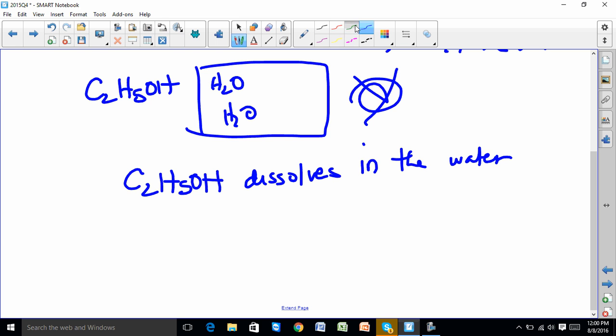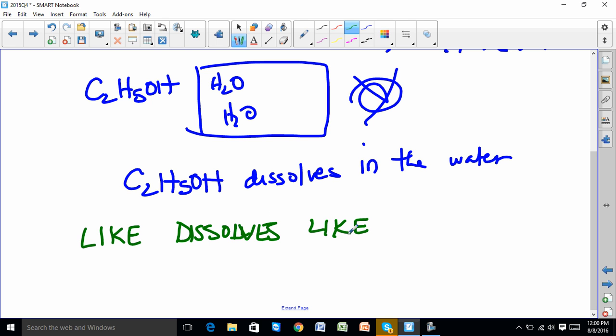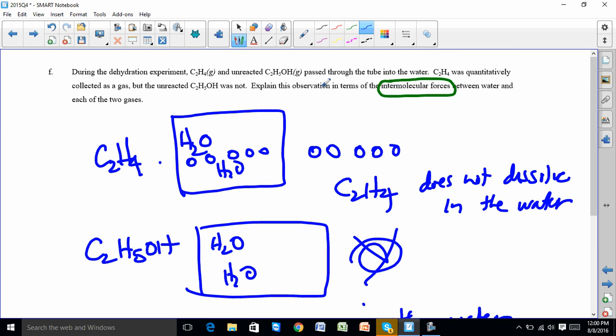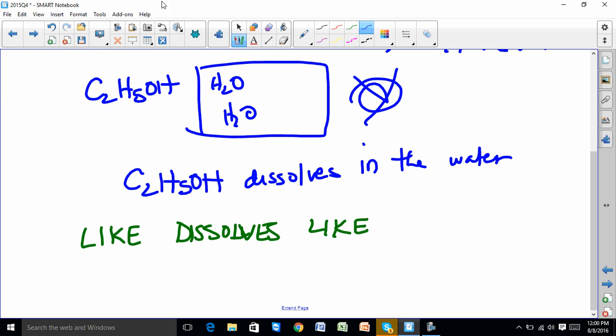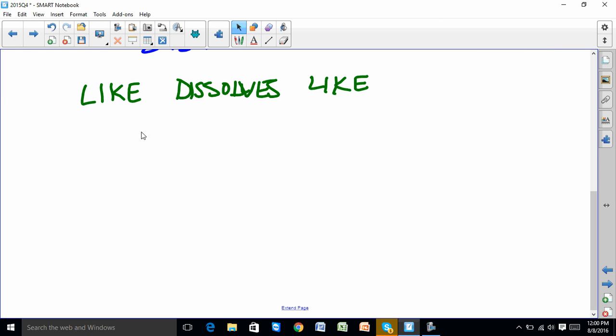Big letters. Don't put that in your answer, but anytime you have a dissolving question, think about my demo with the water and the mineral oil, how it always separates. Like dissolves like means polar liquids dissolve in polar things, nonpolar things dissolve in nonpolar things. And so what this question is getting at is to explain this observation in terms of intermolecular forces between water and each of the two gases. So I'm going to extend the page. They want you to talk about each of them.